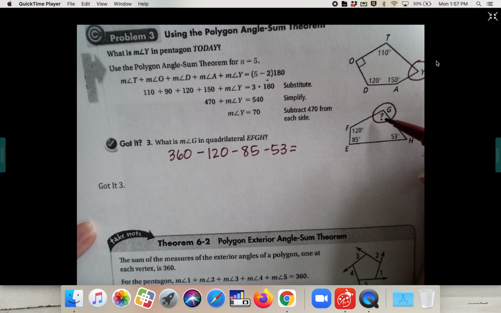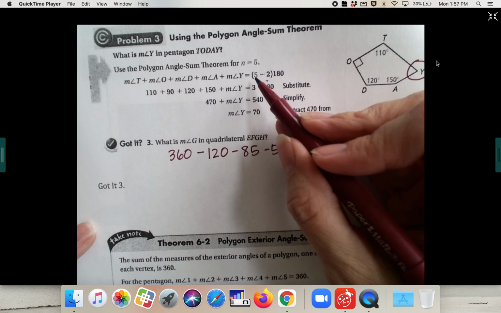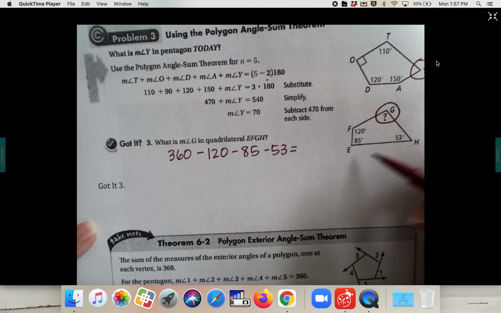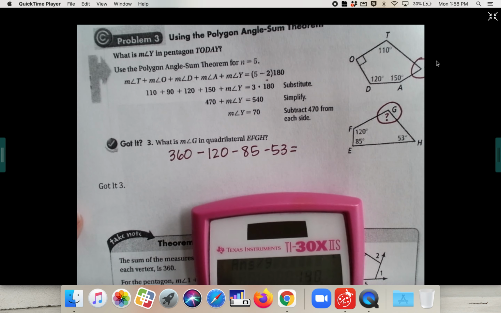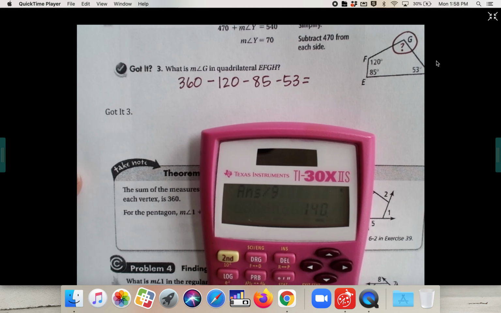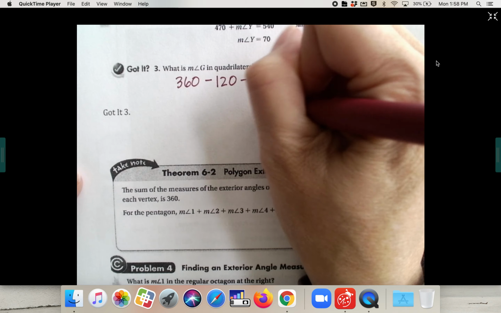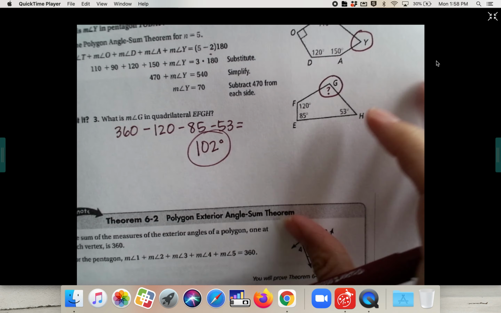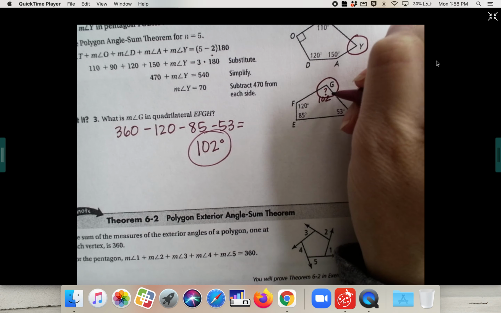We could add these and set it equal to 4 minus 2 times 180. I mean, there's definitely more ways to do this. I'm just trying to think about the easiest way. So 360 minus 120 minus 85 minus 53 is 102. So that means this angle measure would be 102 degrees.